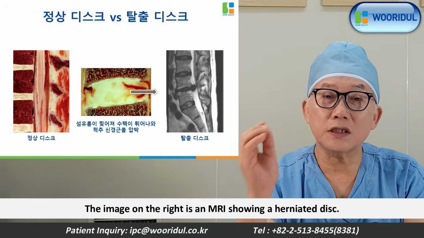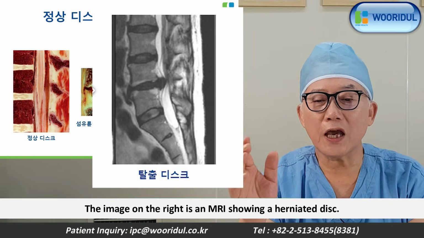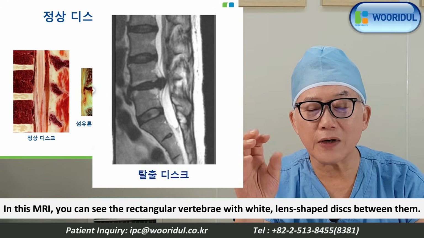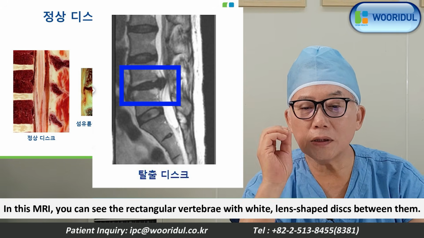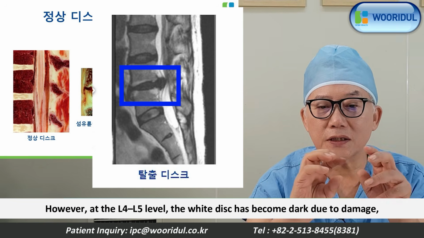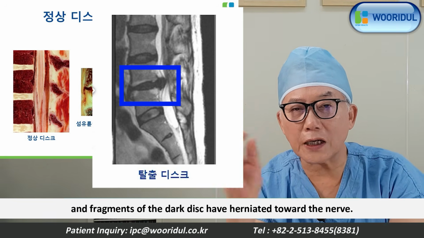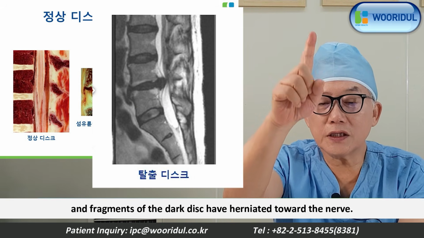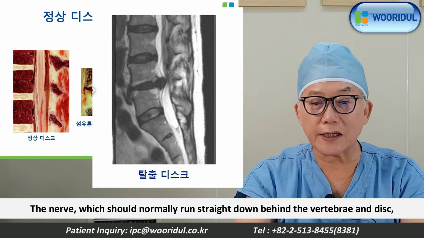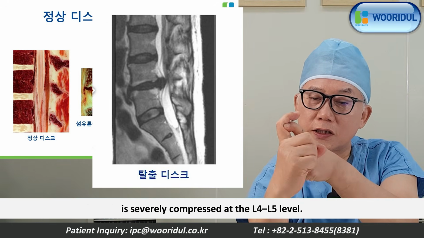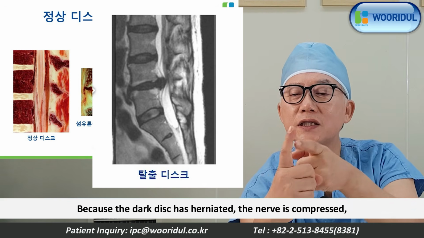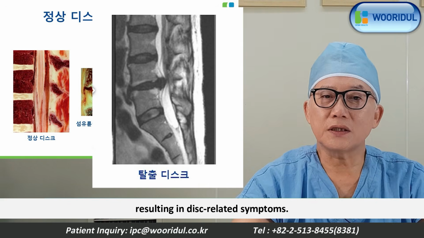The image on the right is an MRI showing a herniated disc. In this MRI, you can see the rectangular vertebrae with white lens-shaped discs between them. However, at the L4-L5 level, the white disc has become dark due to damage, and fragments of the dark disc have herniated toward the nerve. The nerve, which should normally run straight down behind the vertebrae and disc, is severely compressed at the L4-L5 level. Because the dark disc has herniated, the nerve is compressed, resulting in disc-related symptoms.